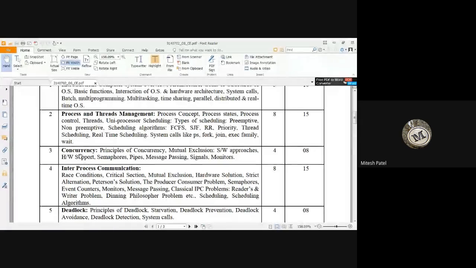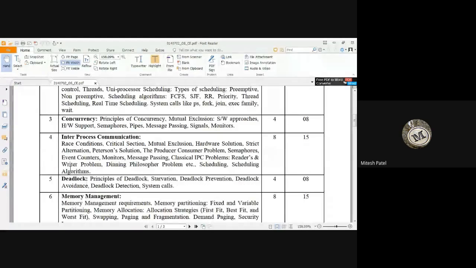inter-process communication. See the third unit, concurrency. It means principle of concurrency, mutual exclusion, software approaches. These are the techniques from where we can manage the concurrency. Whenever we have multiple processes, multiple tasks, we need to manage that, and that is known as concurrency management.